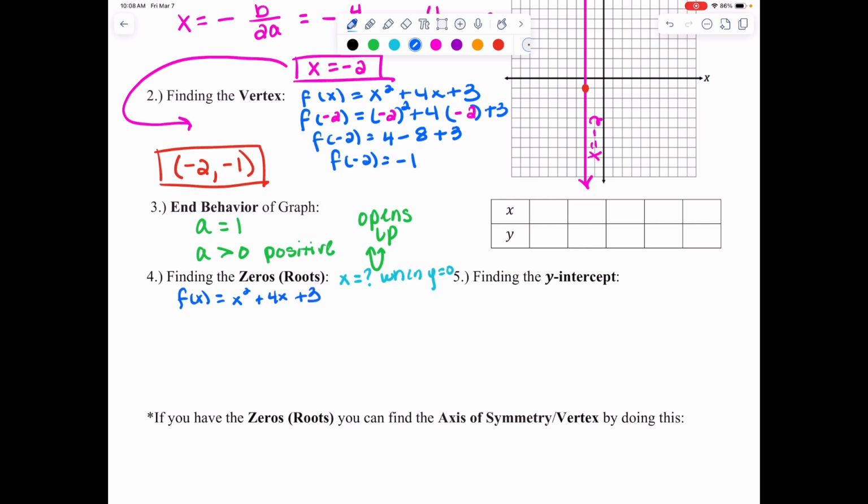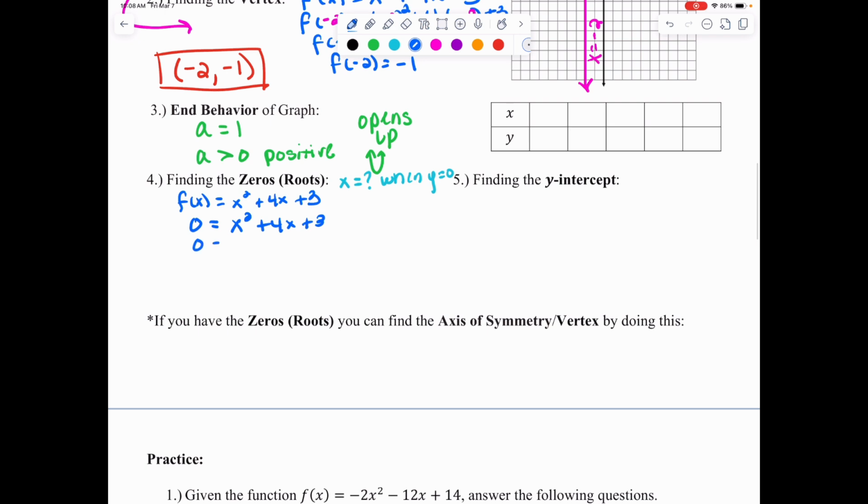If we're trying to figure out what is x when y is 0, y is the same thing as f of x. So we're going to replace f of x with 0. And we're going to do equals x squared plus 4x plus 3. That should look extremely familiar. We were finding the zeros of a quadratic function for the first 3 lessons of this chapter. You just didn't look at it from that perspective. We were setting quadratic functions equal to 0 so that we could factor and then solve them. So that's what we're going to do here.